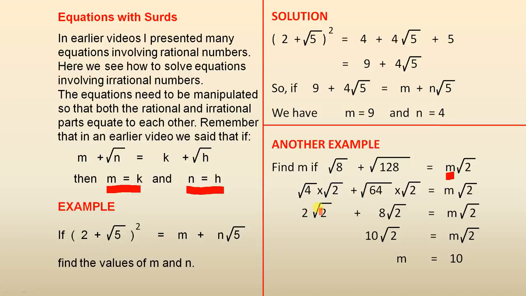So that's 2 the square root of 2, because the square root of 4 is 2, plus 8 the square root of 2, because the square root of 64 is 8. Now because we have like terms, as we mentioned in an earlier video, 2 the square root of 2 plus 8 the square root of 2 is 10 the square root of 2. So if 10 the square root of 2 equals m the square root of 2, therefore m equals 10.